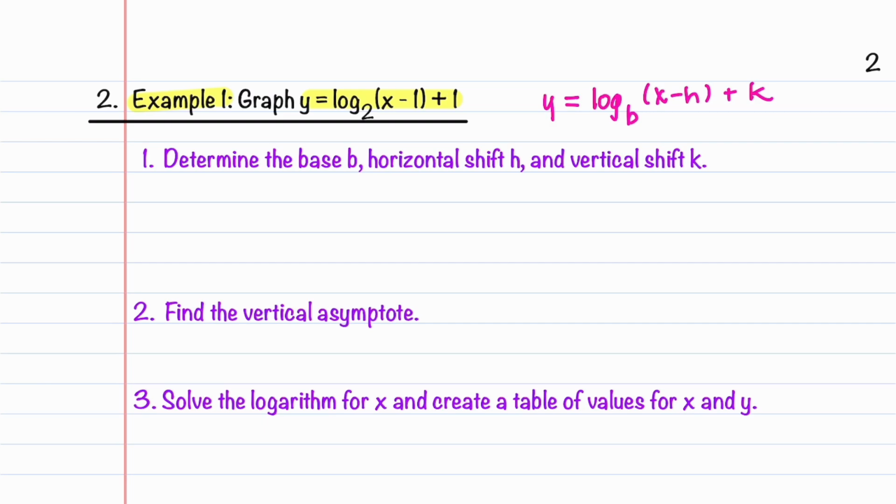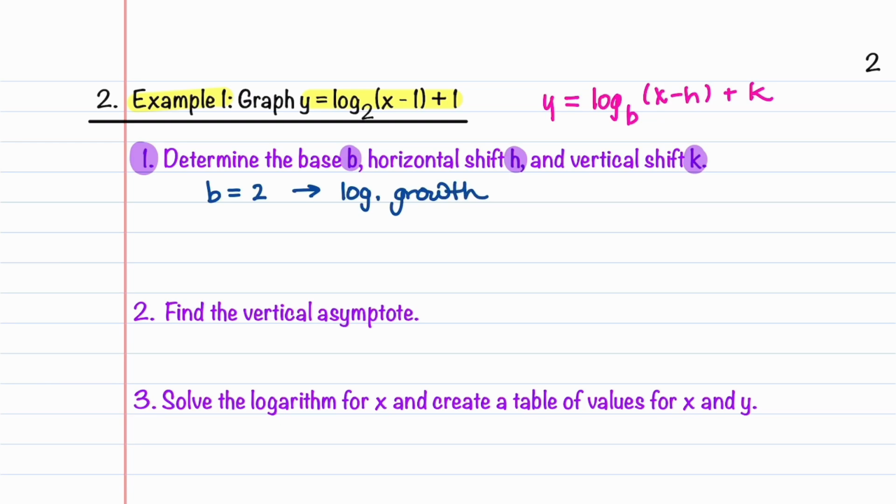The first step that we're going to follow to graph this function is to determine the base b, the horizontal shift h, and then the vertical shift k. If we look at our function, we can see that our base b is equal to 2, and that's going to tell us that we have logarithmic growth.